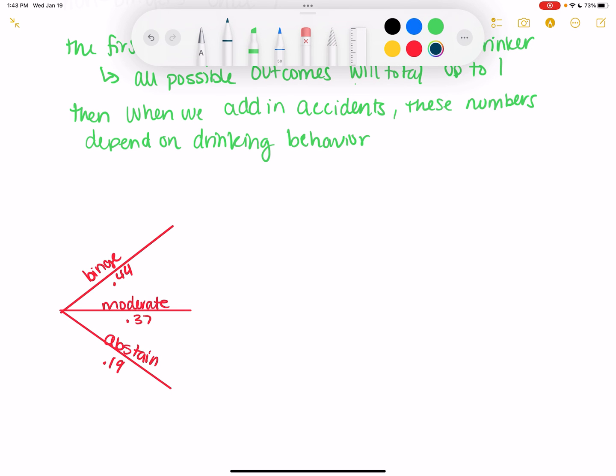All right, so then off of each of these branches, we're going to have another set of branches. Oh, eraser. It does look like a duck foot.